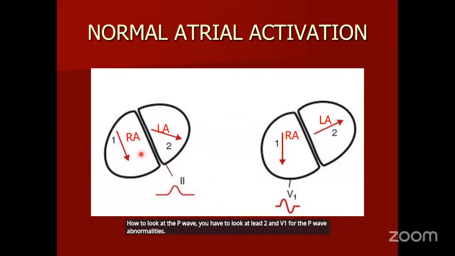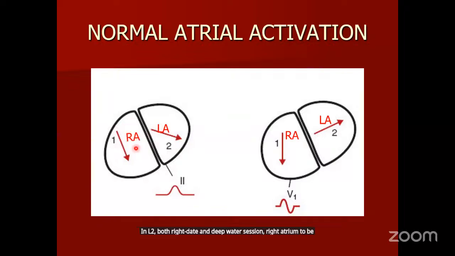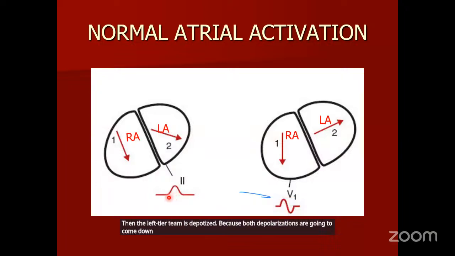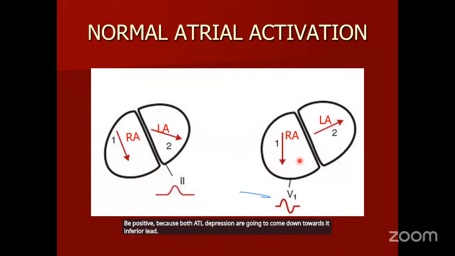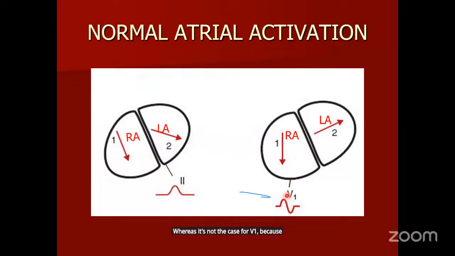In lead 2, right atrial depolarization is the first to occur because the sinus node is in the right atrium, then the left atrium is depolarized. Because both depolarizations are going to come down, in lead 2 both the right atrial part, which is the initial part, and the left atrial part are going to be positive. So in lead 2, both atrial depolarizations are going to be positive because they come down towards the inferior lead. Whereas it's not the case for V1, because V1 is a right and anterior lead.